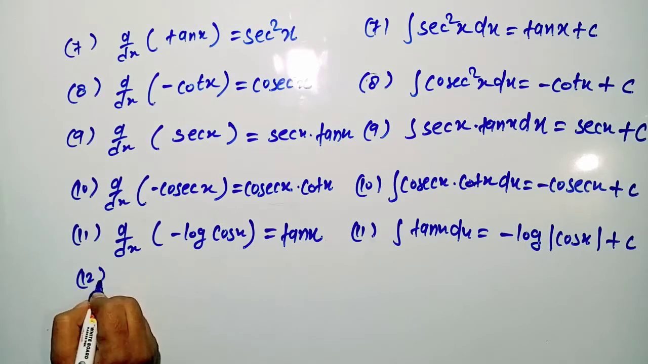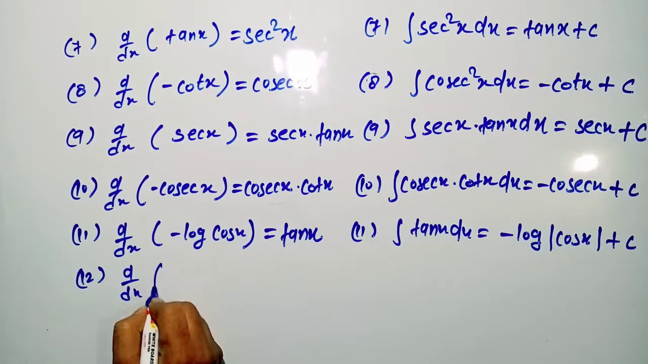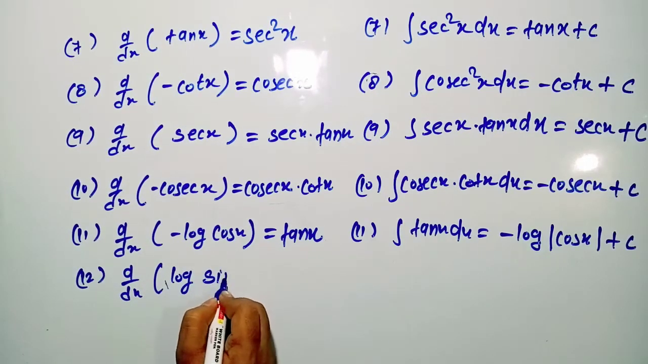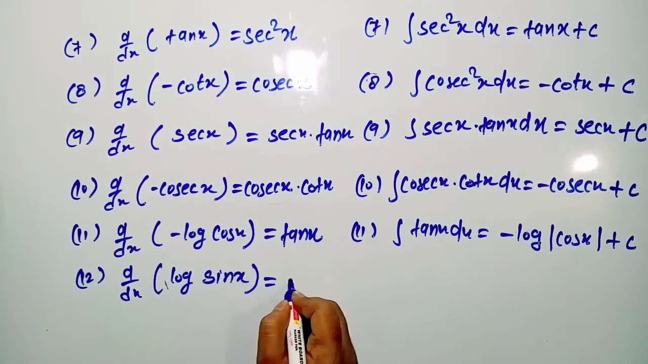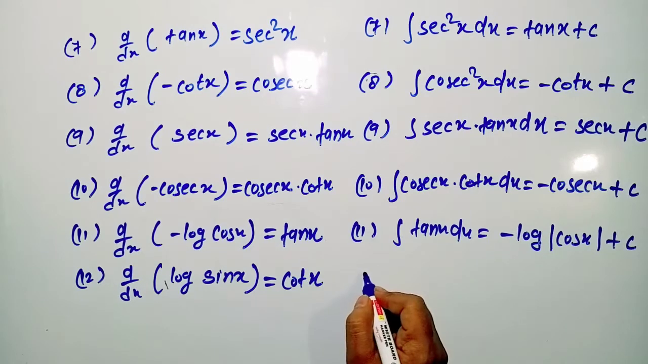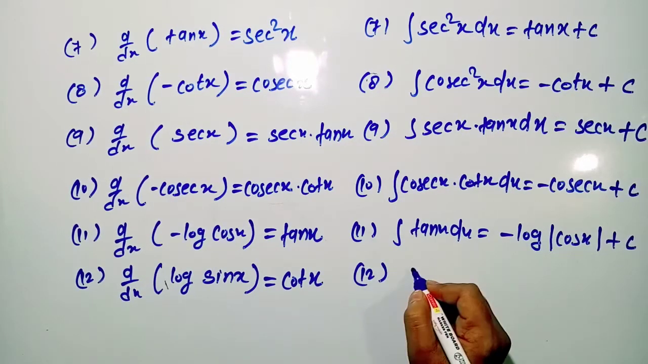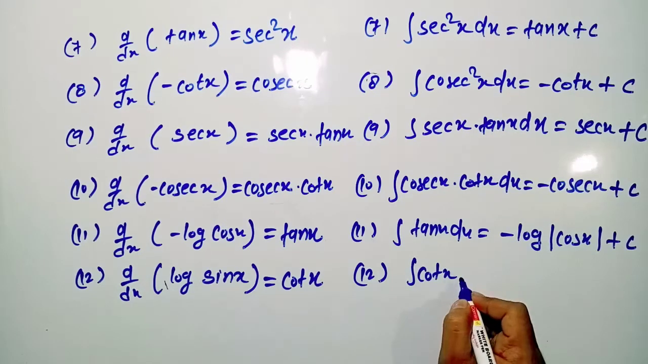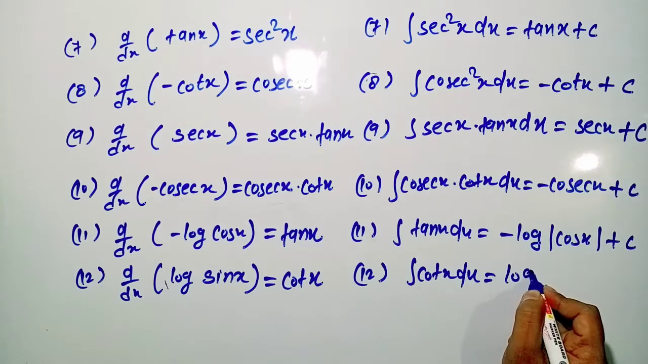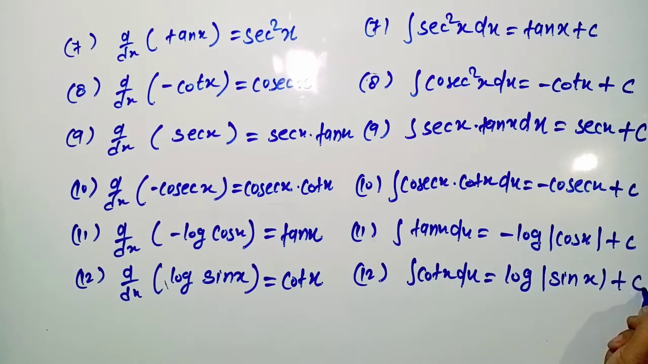Number 12, differentiation of log sin x is equal to cot x, and integration of cot x will be log modulus sin x plus c. Okay.